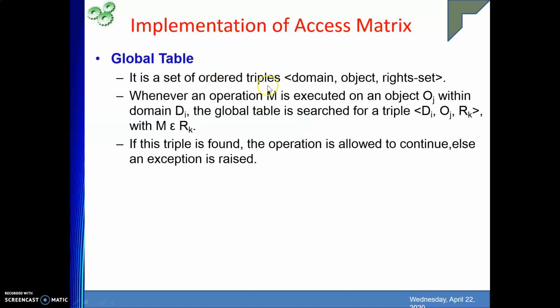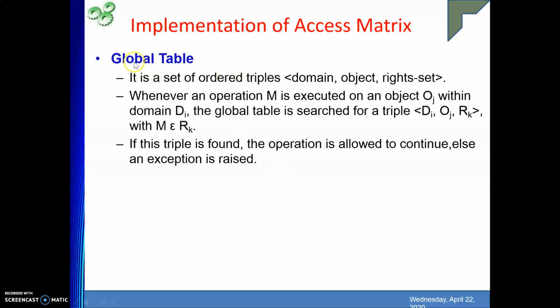We will look for the domain DI, object OJ, and whatever right sets are there, and check whether our M is there or not. Suppose the right set is RK. So whether our M belongs to RK or not. If it belongs to RK, then the operation will be allowed. Else, an exception will be raised.